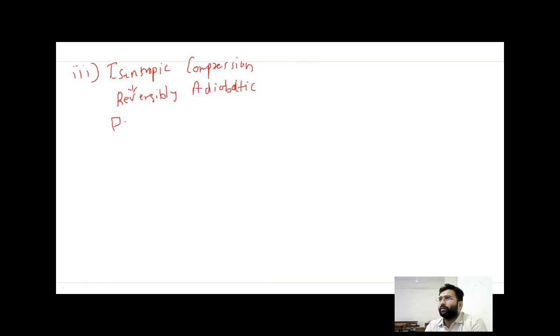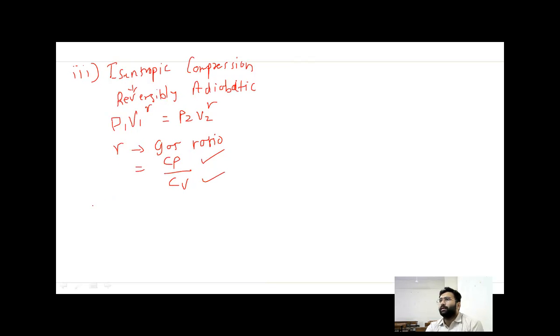So in this case, what is the equation? P1 V1 raised to gamma is equal to P2 V2 raised to gamma. Here gamma is nothing but the gas ratio, the ratio of Cp divided by Cv. Cp is the specific heat at constant pressure, and Cv is the specific heat at constant volume.